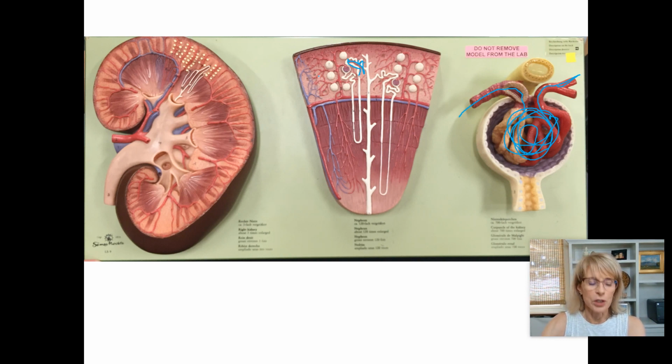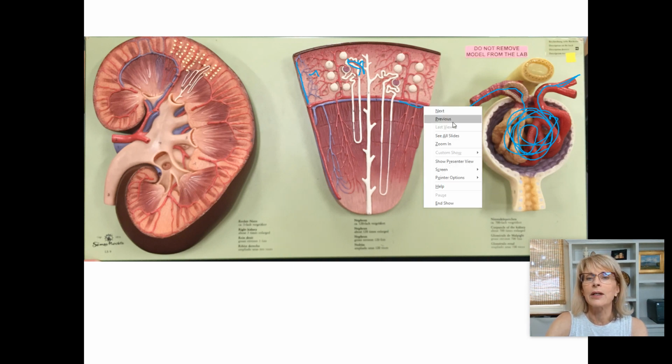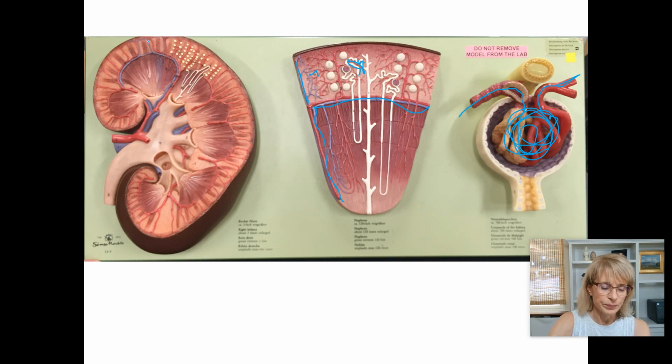Blood is going to go from the peritubular capillaries into the cortical radiate vein, this blue blood vessel. From the cortical radiate vein, it'll go into the arcuate vein. And from the arcuate vein, it goes into the interlobar vein. So let's go over here. We have got cortical radiate vein, arcuate vein, interlobar vein, renal vein to the vena cava. All right? So make sure you can do that.